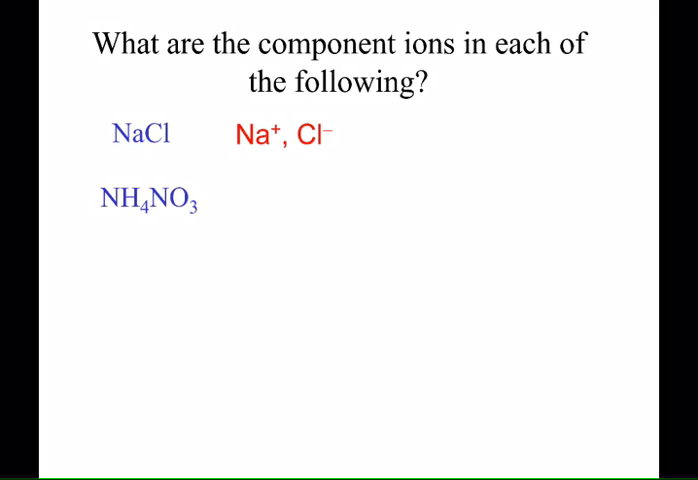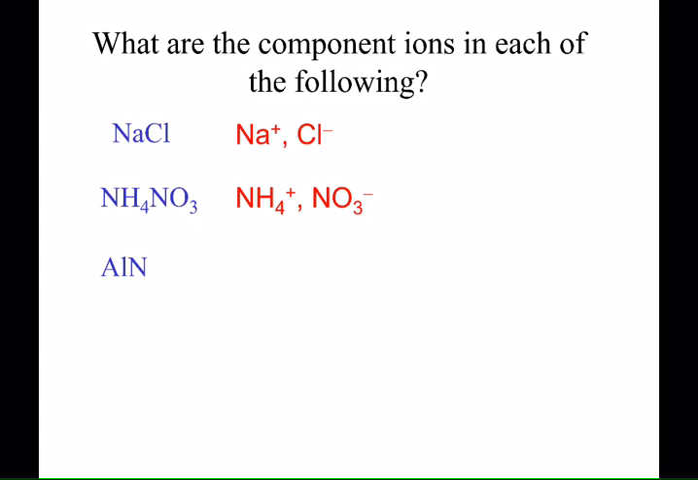Now you could be faced with this on a test and you're like, I have no idea. Well, look for the cation and the anion, okay, and see if that helps you at all. Can you see ammonium, NH4, is the cation and NO3 is the anion. So the component ions look like this. They're two polyatomic ions, NH4 plus 1, NO3 minus 1.